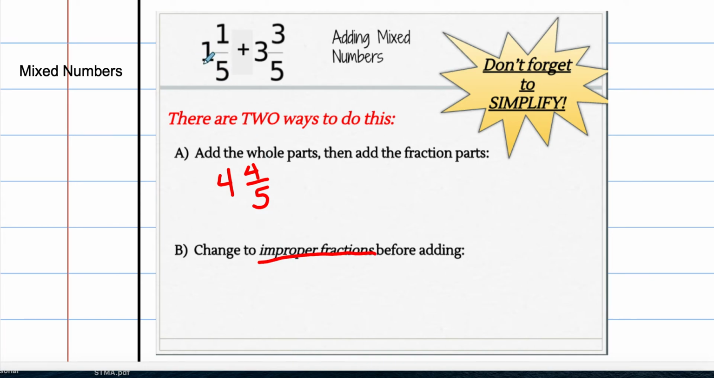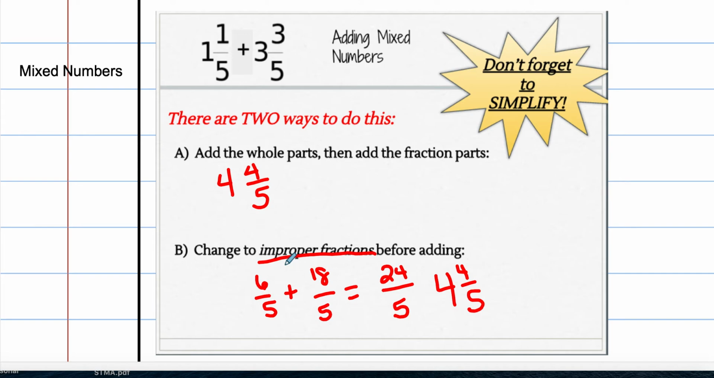We turn them to improper. 1 times 5 plus 1 is 6/5. We add 3 times 5 is 15, 16, 17, 18/5. Because when they look like this, when you have negatives in there, it might be easier to see. In this case, we have 24/5, which would go in there 4 and 4/5. Right now, this one seems like more work, but it actually works with all of your negative numbers too.